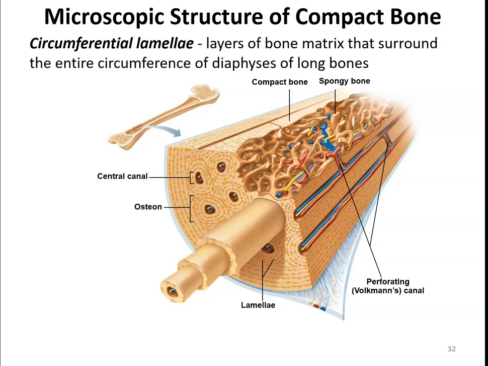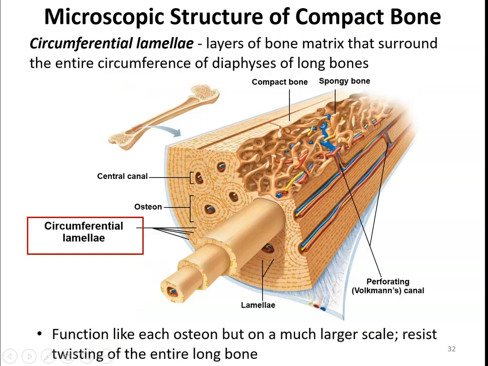So we have seen now what's in a Haversian system. We've seen the lamellae, we've seen the canaliculi, and the osteocytes that live in between. We've seen the central canal or Haversian canal that has the blood vessels and nerves. Now what we see is big lamellae. So they're not thick, but they're big. They wrap all the way around the bone, and those are the circumferential lamellae. And those are going to resist twisting forces of the entire bone.